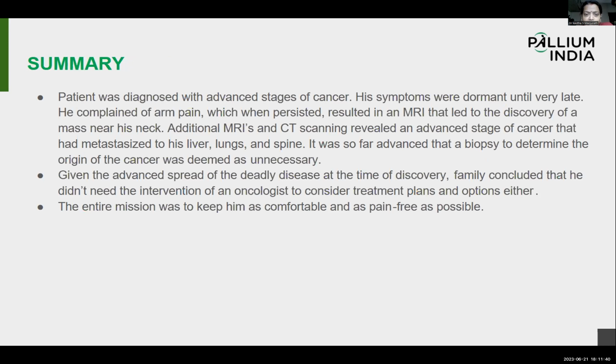Actually, the family got to know about the cancer when the patient complained of a pain in the arm. First, it was a pain in the arm which persisted. Then this resulted in getting an MRI. MRI neck revealed a mass near the neck area, and then an additional whole body MRI revealed an advanced stage of cancer that had metastasized to his lungs and spine. It was so far advanced that a biopsy to determine the origin of the cancer was deemed unnecessary.